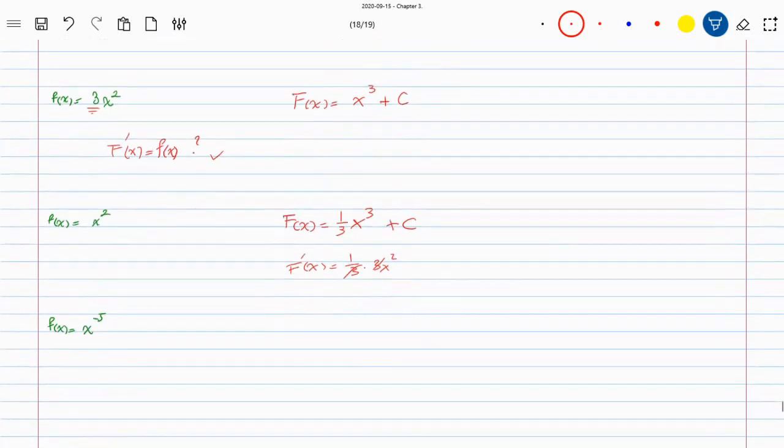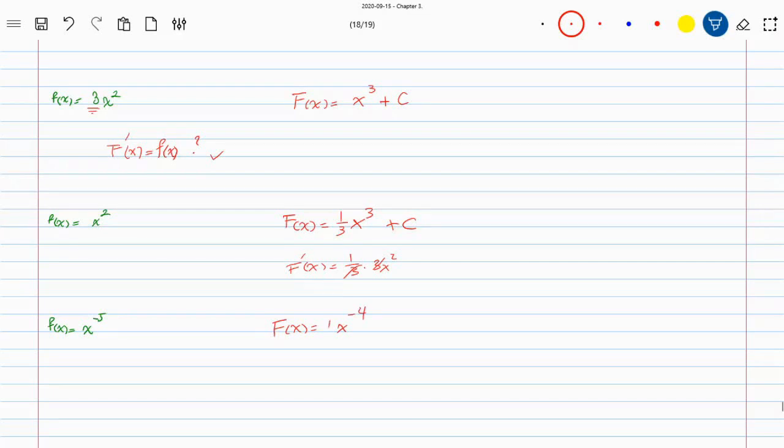Okay, so we can generalize this idea for any other case, something like x to the power -5. What would be the antiderivative? Normally, you subtract 1 from the exponent, but now here you see that from x squared, we added 1 to go backward. So what we do is we add 1 to the exponent, x to the -4.